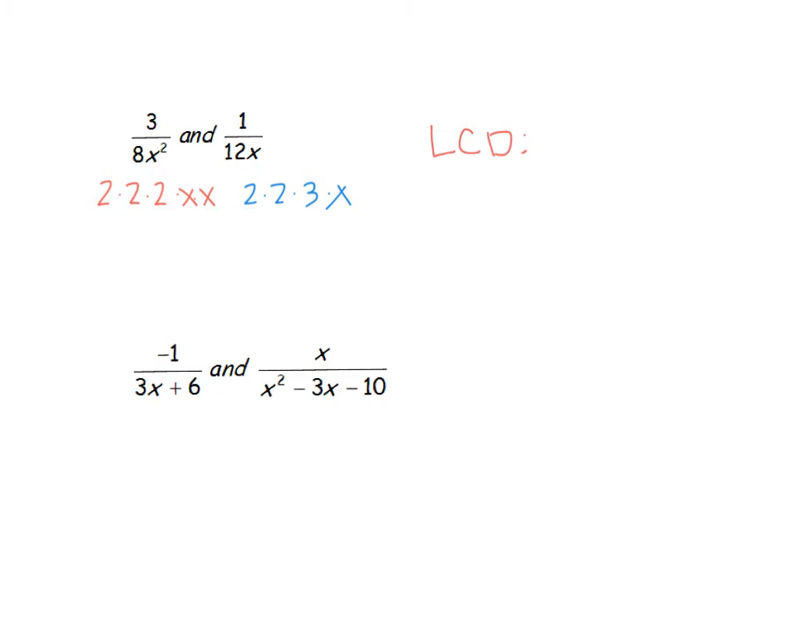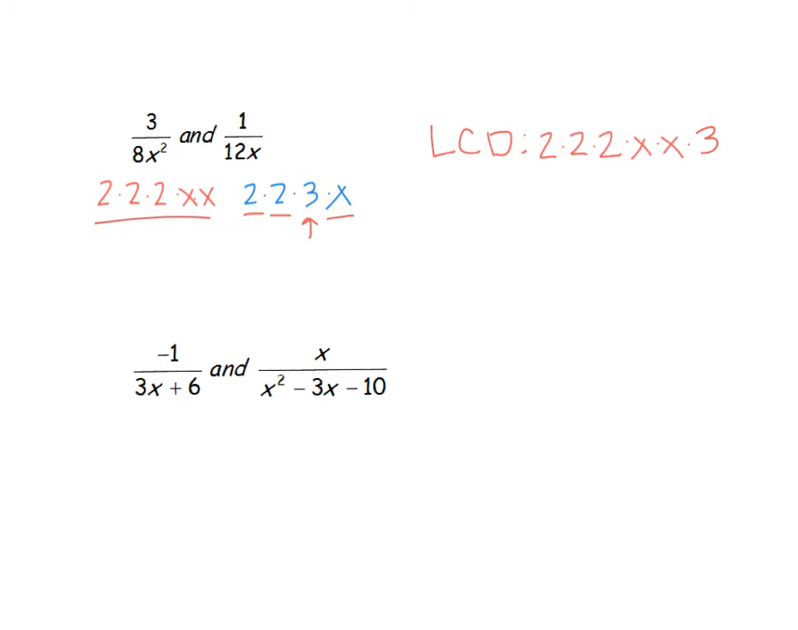Again, we're going to start by writing all the factors of the first denominator, so 2 times 2 times 2 times x times x. And then we're going to include any additional factors we need that we don't already have listed. We already have a 2. We already have another 2. We do not yet have a 3, so we need to include that with our LCD over here. And we do already have an x as well.